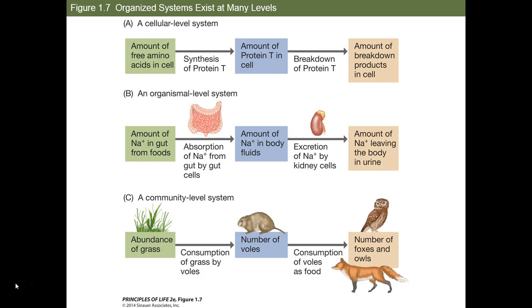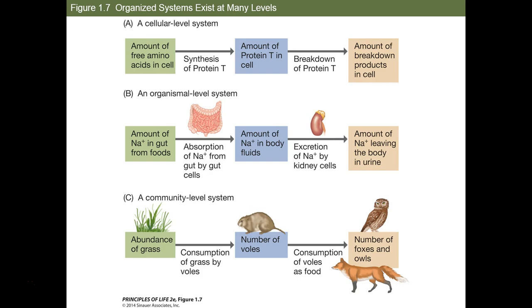This slide has 3 examples of biological systems. We will look at the first one as an example. The first component is the amount of free amino acids within a cell. The second component is the amount of protein T in the cell. This occurs due to the synthesis of protein T, which would be the interaction. The next interaction occurs between the amount of protein T in the cell and the amount of breakdown of cell products. This interaction is the breakdown of T protein, which would increase the amount of broken down cell products.